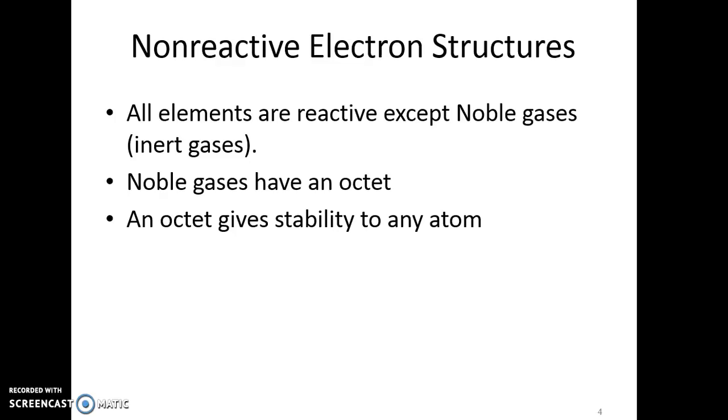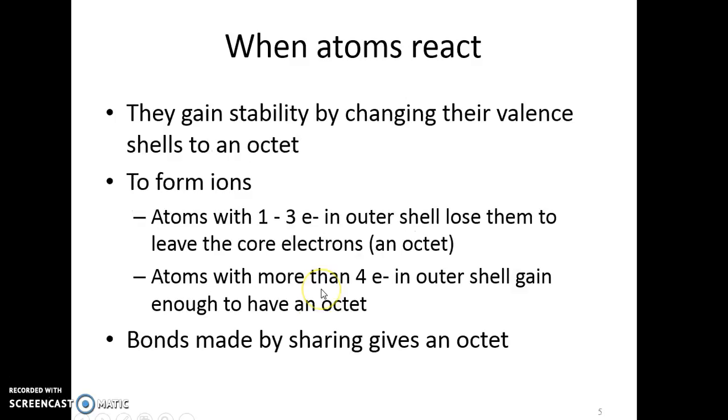Now, gaining and losing electrons takes a lot of energy, but when you have an octet form, the amount of energy is less. And so what we see is those atoms will react in a way that gives them this octet. Okay, so when atoms react, they gain some stability by changing their valence shell to an octet.